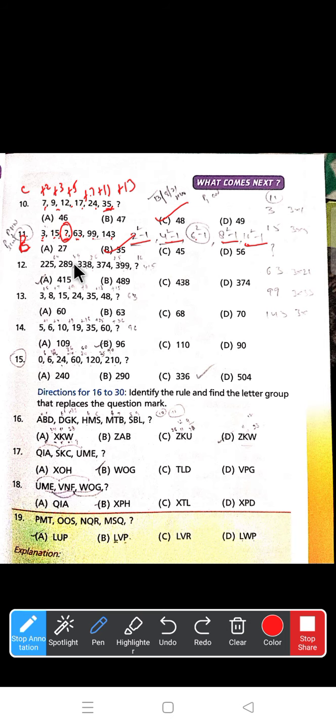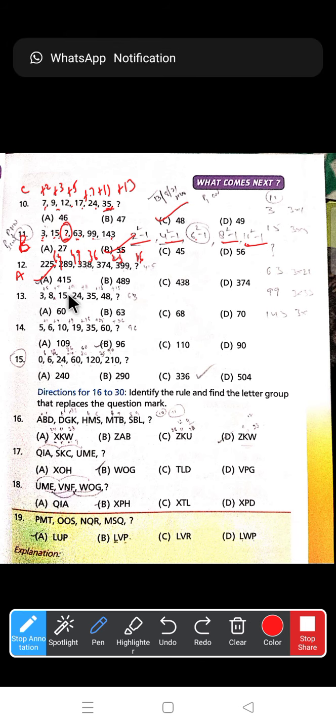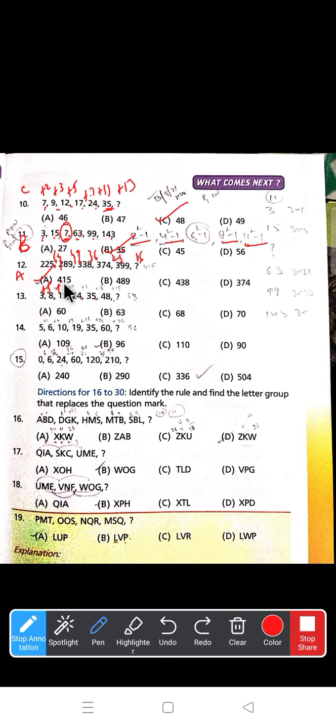Now coming to the 12th one, if you observe the logic for the 12th one, they have taken the gap between each number as 64, 64, 49, 36, 25. So the next gap should be 16. That means reduce the 16 from this one. That means add 16 for this one. You will get 4, 15, option A. Coming to the 13th one, 3, 8, 15, 24, 35, 48. If you observe the difference, it is plus 5, plus 7, plus 9, plus 11, plus 13. So the next one should be plus 15. If you add 15 to 48, you will get 63. So option B. 13th one is option B.